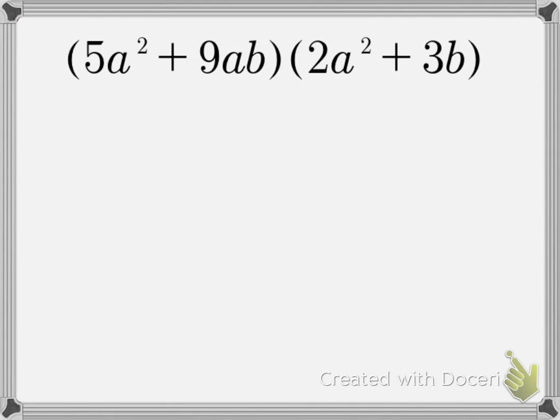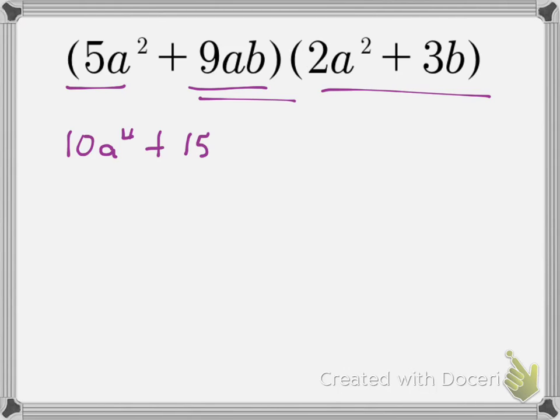Alright, last one, you're going to want to multiply 5a squared times this entire polynomial, and then you're going to want to multiply that 9ab times this entire polynomial. So I'm going to get 5 times 2 is 10, that's a to the fourth power. 5 times 3 is 15, and that's a squared and b. Then I got 9 times 2, which is 18. That's a to the third power and b.